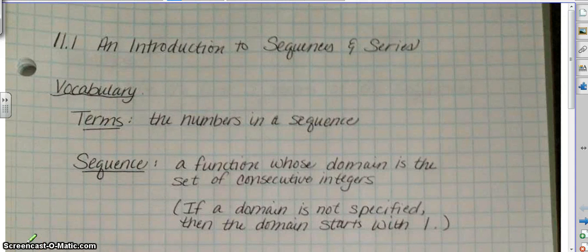Welcome to the notes for section 11.1, an introduction to sequences and series. We need to first start off with some vocabulary words.